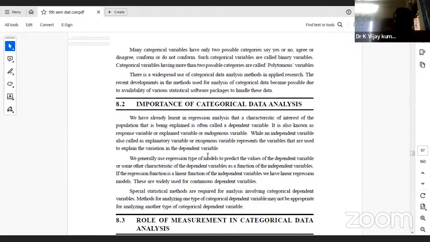So special statistical methods are required for analysis involving categorical dependent variables. Methods for analyzing one type of categorical dependent variable may not be appropriate for analyzing another type of categorical dependent variable.